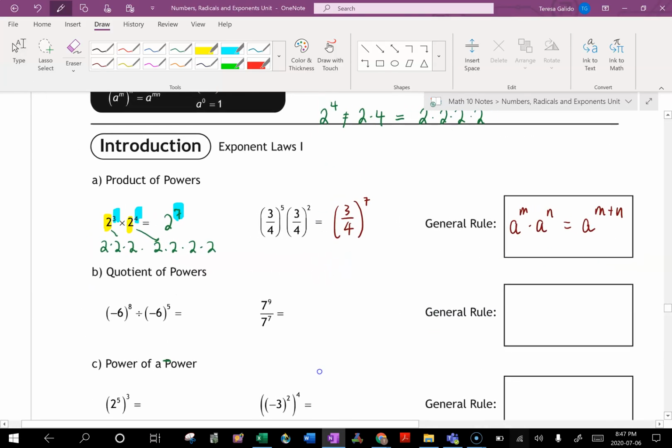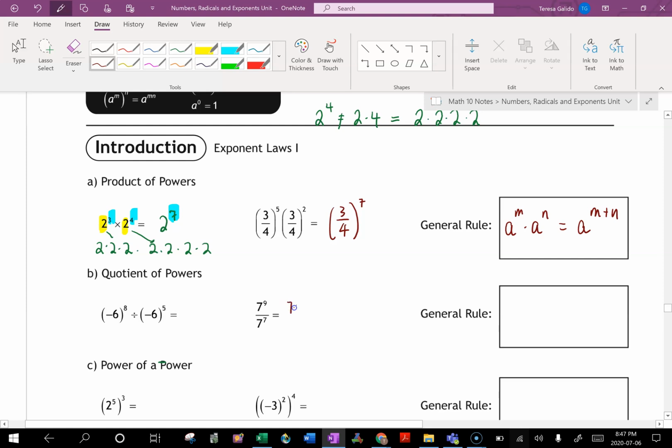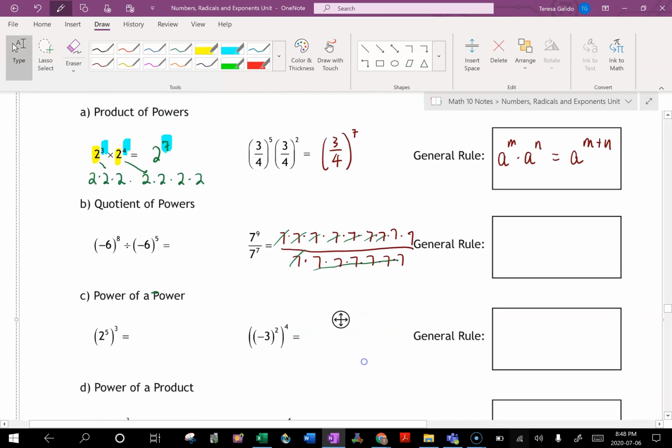What about if you are dividing? I'm just going to use this example here. There's 9 7s on top. I have to write all these 9 7s, 2, 4, 6, 8, 9. And the bottom has 7 7s. Now, when we're dividing, 7 divided by 7 is equal to 1. So we're canceling all the 7s here. 7 7s on top as well. So what we're left with is just 2 7s right here. So in this case, the answer to this one is 7 to the power of 2.